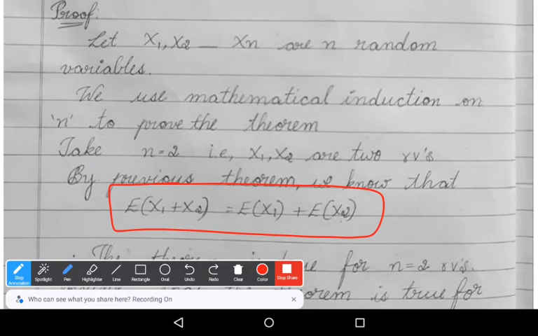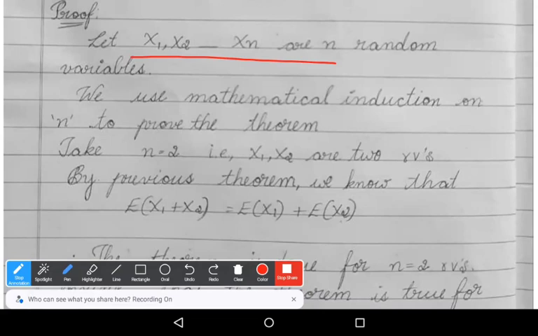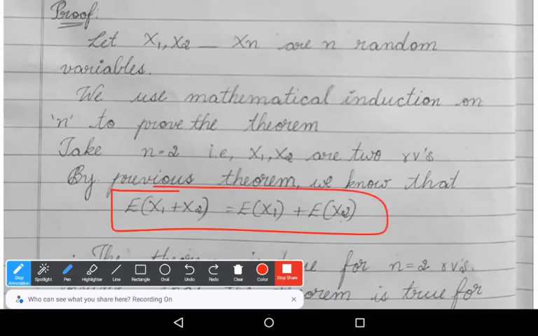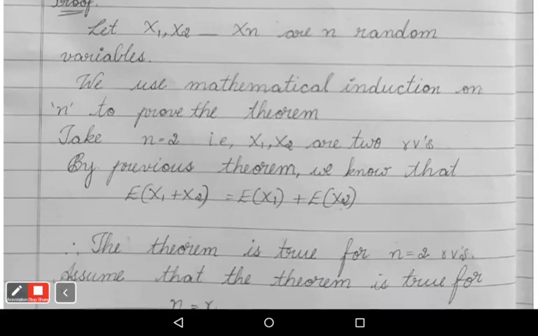Let us take x1, x2 and so on xn are n random variables. We use mathematical induction to prove the theorem. Take n is equals to 2. That is, x1, x2 are any two random variables. Then by previous theorem, expectation of x1 plus x2 is equals to expectation of x1 plus expectation of x2. Right?